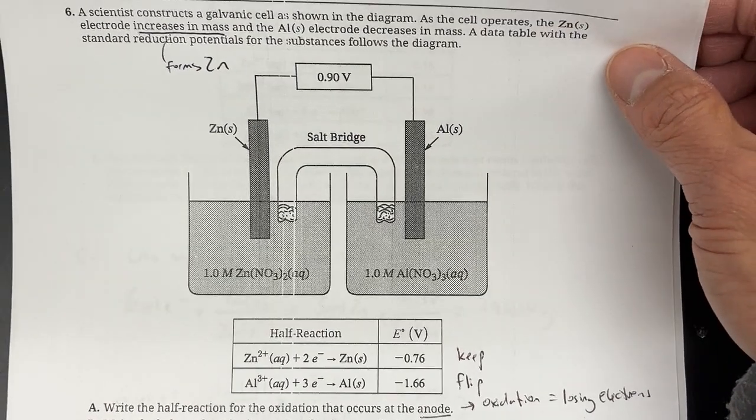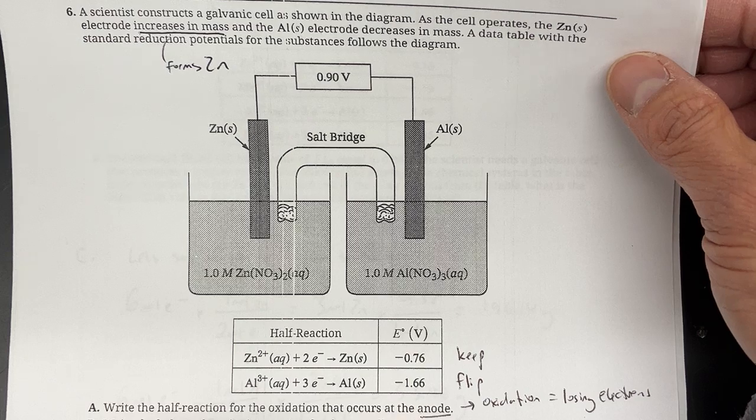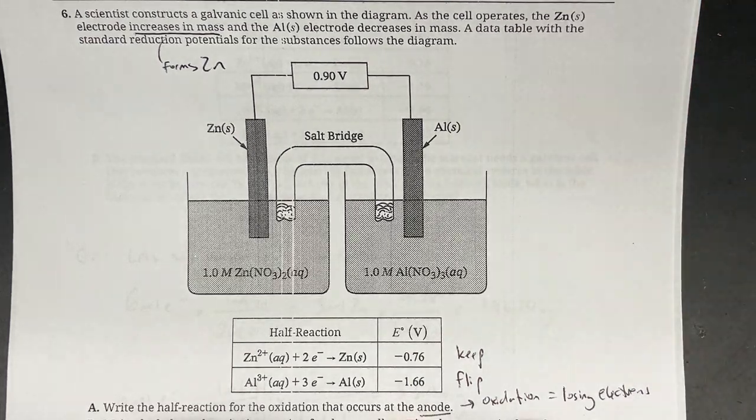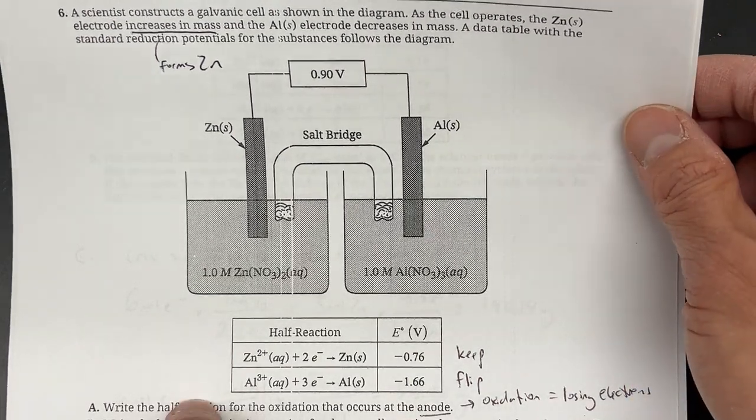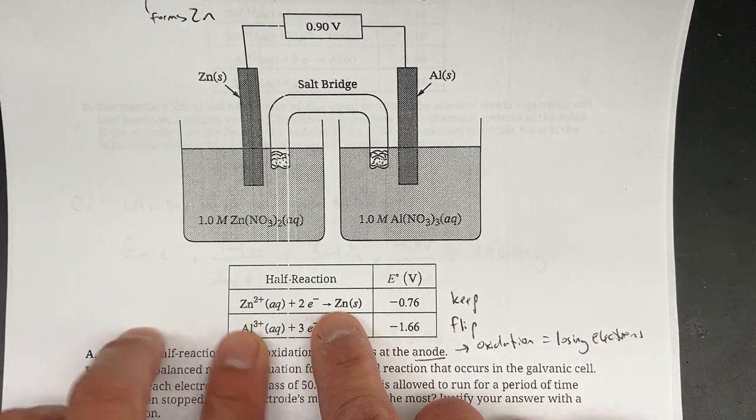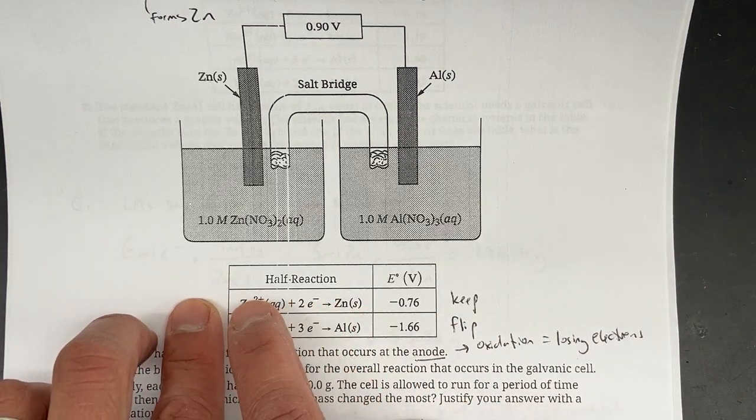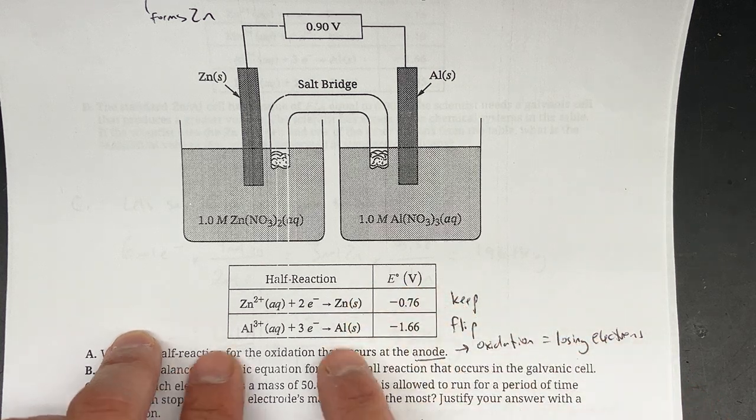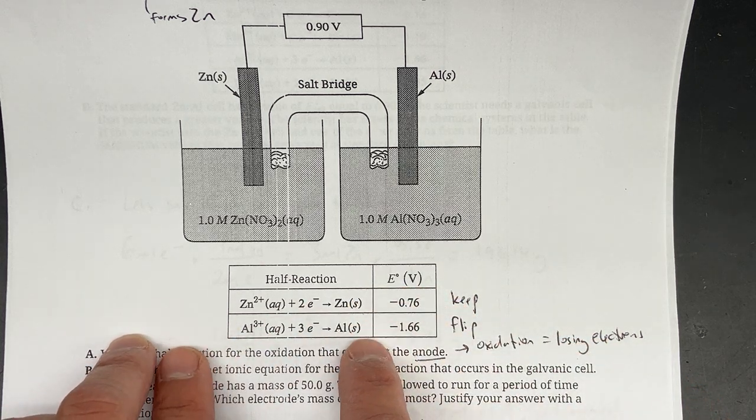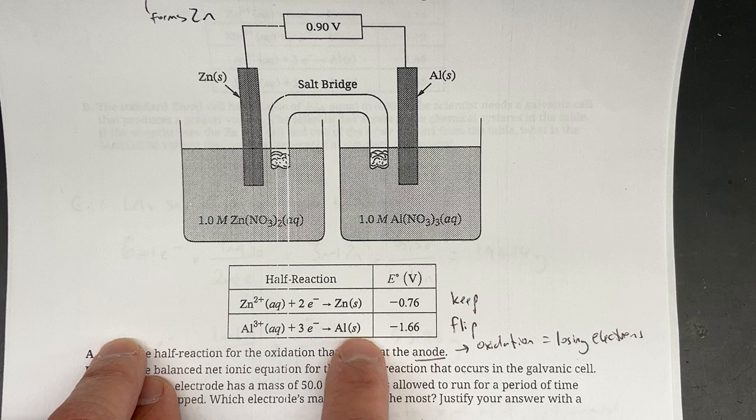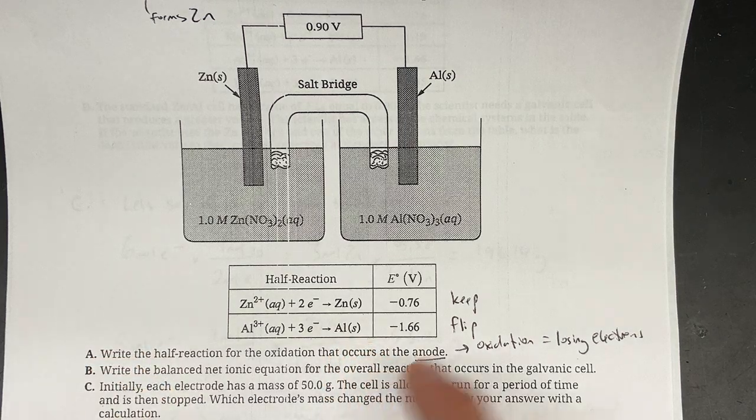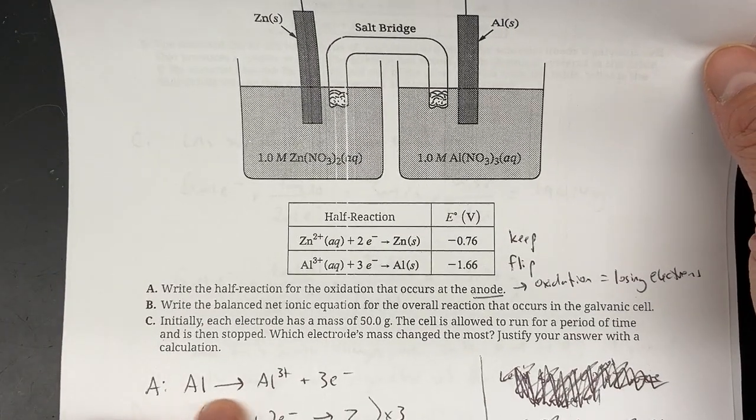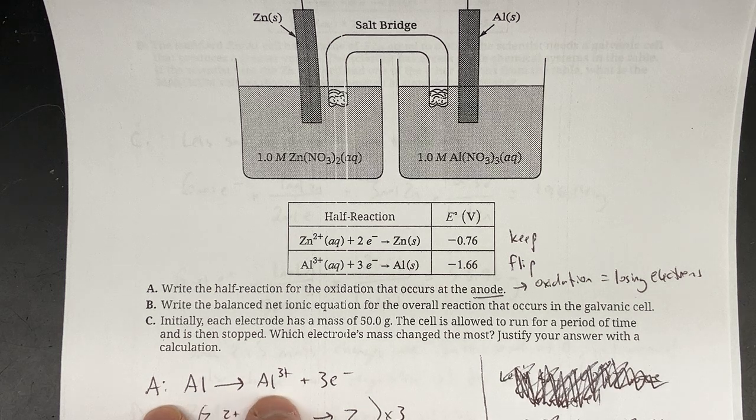So A, write the half reaction for oxidation at the anode. You have to figure out which one is going to stay and which one's going to flip. Since I make more zinc, it's increasing in mass. The zinc reaction stays. The aluminum reaction is going to flip. So that's going to be the oxidation, because you lose electrons. So A is this first one: aluminum goes to Al3+ plus 3 electrons. I lose those 3 electrons. That is now oxidation.